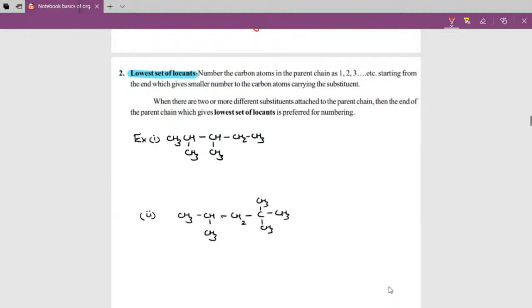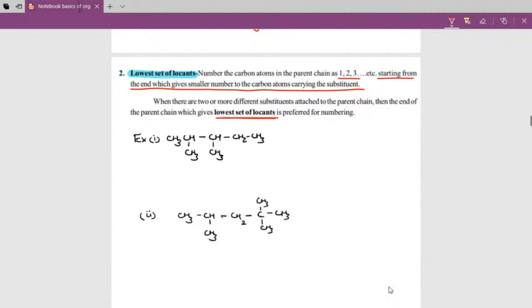You need to number the parent chain, numbering in a normal numerical way, 1, 2, 3, etc. Starting from, this is a very important point now, starting from the end which gives smaller number to the carbon atoms carrying the first substituent. Okay, so what does that mean? Basically, we are coming to the lowest set rule.